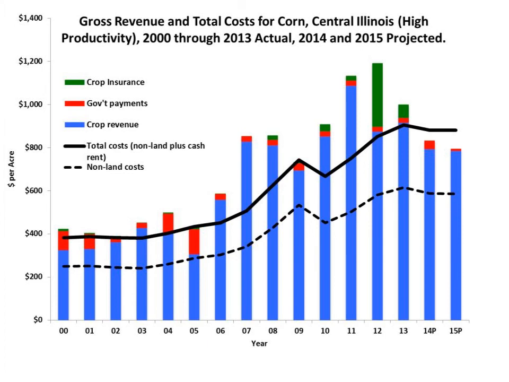As you can see, our projections are for both 2014 and 2015 revenue to be less than total cost, and that differs from 2010 through 2013. Obviously, we're in an era of lower revenue, and that will need some sort of adjustments on the cost side, either cash rents, fertilizer, seed costs, capital purchases, to get the total cost below those revenue lines.